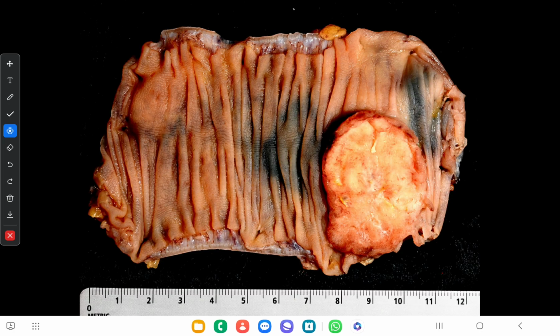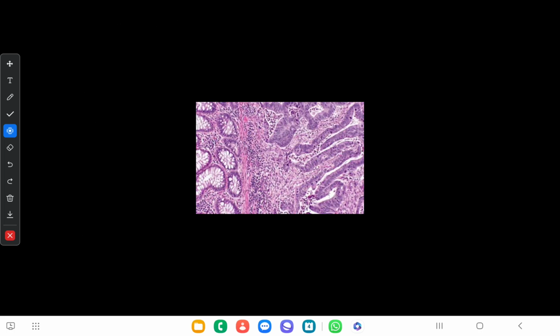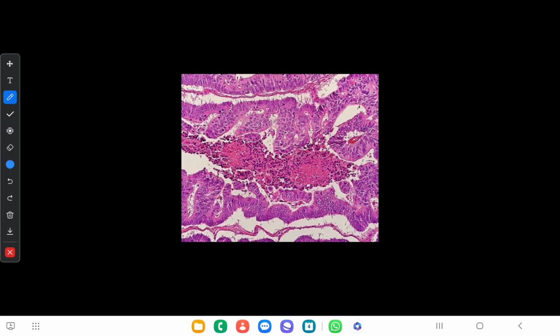Here is another picture that shows colonic adenocarcinoma. Here you can see normal colonic glandular epithelium. Here you can see colonic adenocarcinoma. The epithelium has been stratified and distorted. Here is the same thing from another picture, colonic adenocarcinoma.